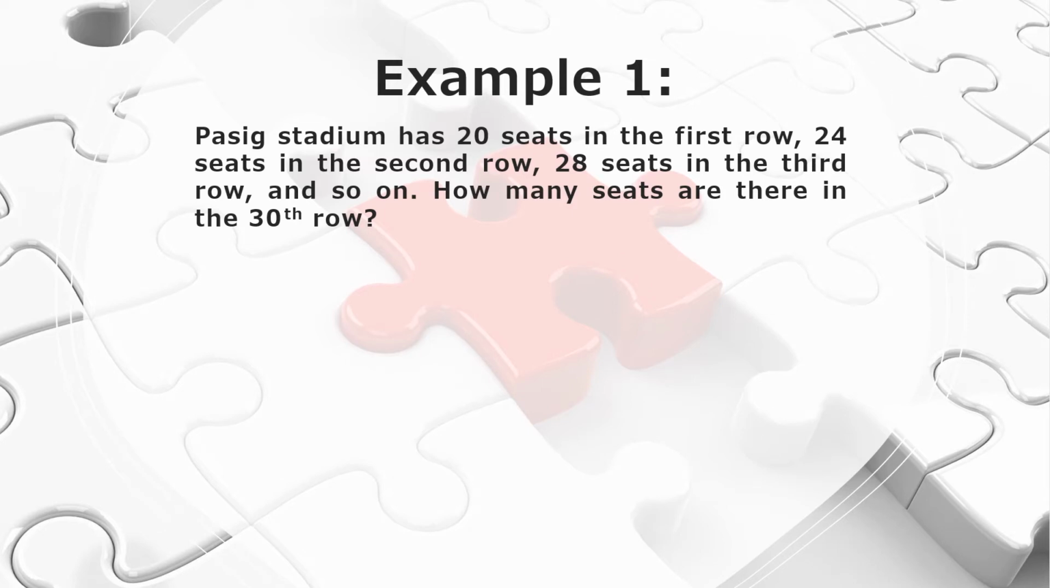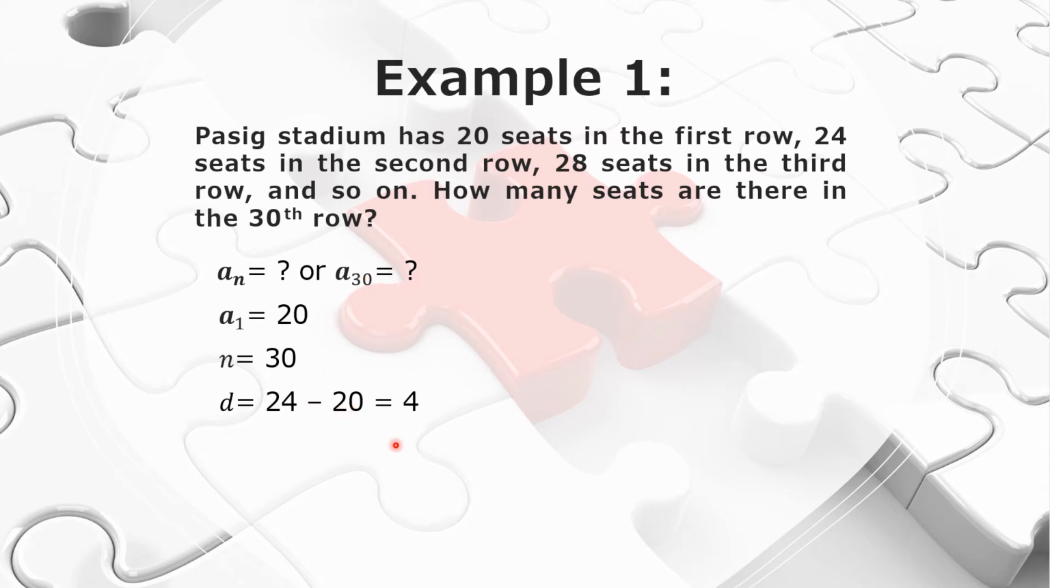Example number 1. Pasig Stadium has 20 seats in the first row, 24 seats in the second row, 28 seats in the third row, and so on. How many seats are there in the 30th row? So, ang hinahanap natin dito ay ang a sub n or ang a sub 30. A sub 1 is 20, n is 30, and d is 4. So, saan natin ito nakuha? Nakuha natin ito sa pag-subtract ng dalawang magkasunod na term, and nakuha natin ito sa second row, which is 24. First row is 20. So, 24 minus 20 is equals to 4.